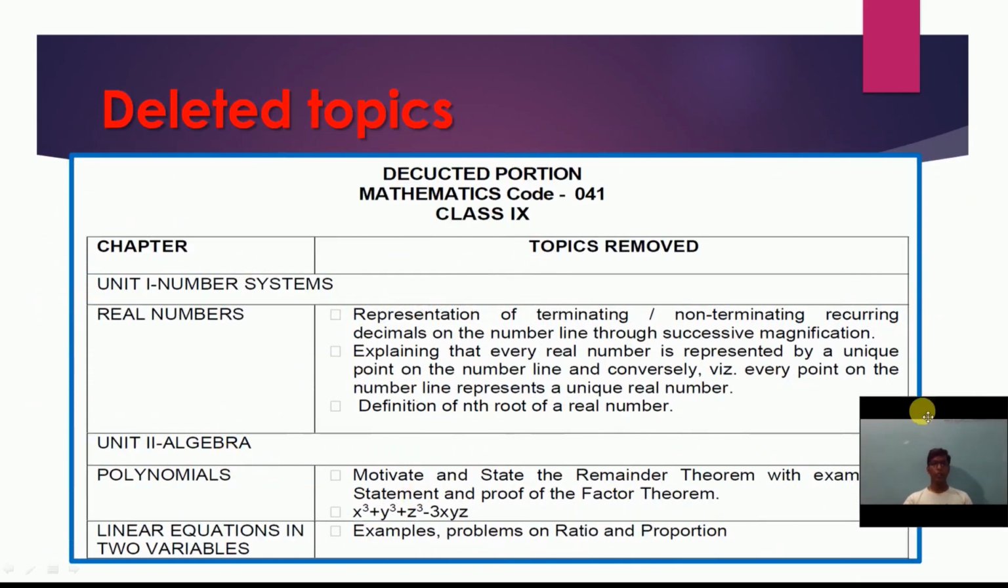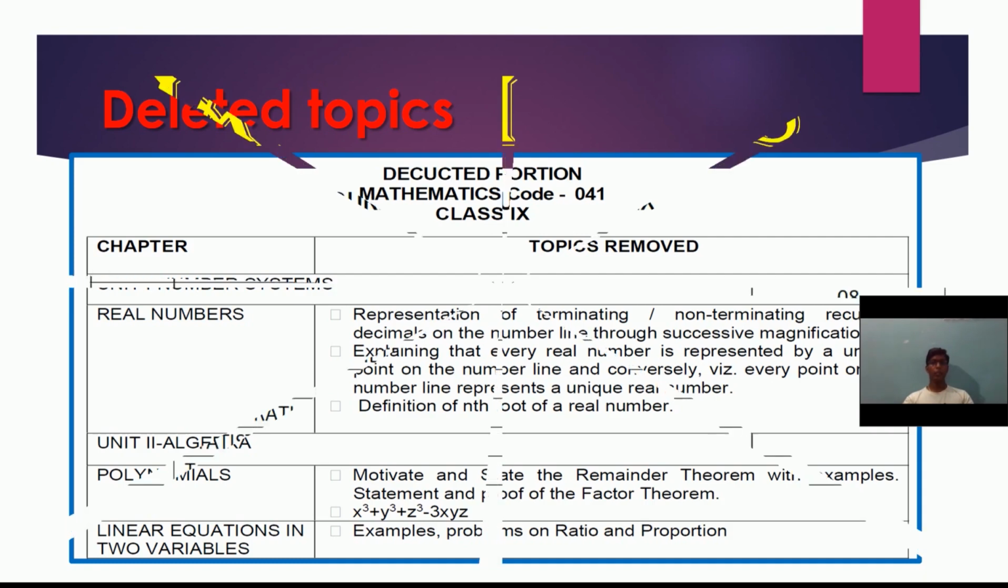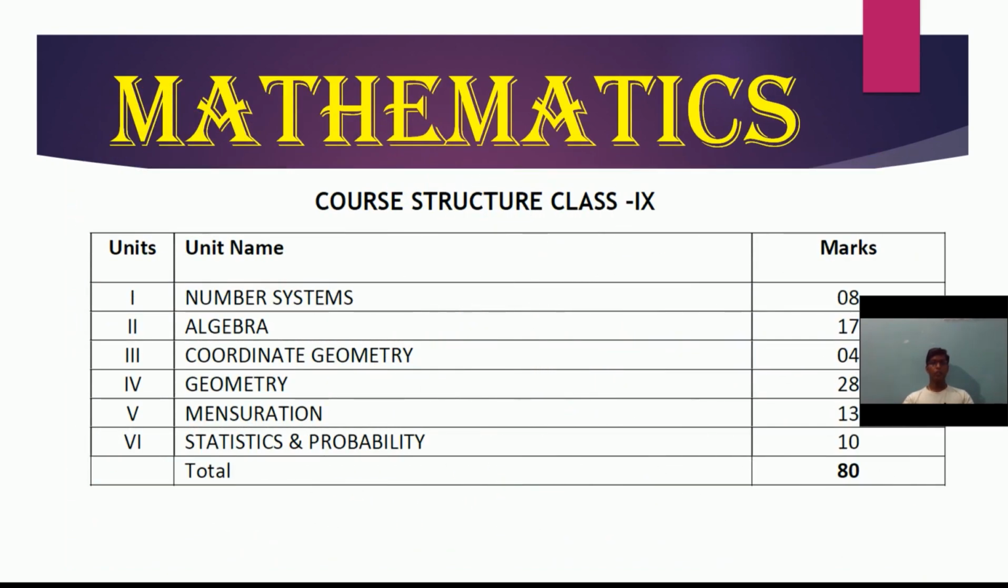And next, coming to the 2nd unit, Algebra. You can observe here: motivate and state the remainder theorem with examples, statement and proof of the factor theorem, it was also removed. And next, here you will observe the identity x cube plus y cube plus z cube minus 3xyz, that is also removed. And next, linear equations in 2 variables, some examples, and problems on ratio and proportion. So these topics have been removed by the CBSE board.